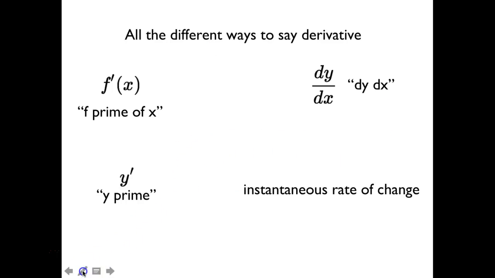Okay, now here are a bunch of different ways to say derivative. You can write it as f prime of x, dy over dx, y prime, or instantaneous rate of change, or you could also say tangent line. I told you guys that's what we're doing. Slope of a tangent line, that's another way of saying it. So we have a bunch of different ways we can say derivative.